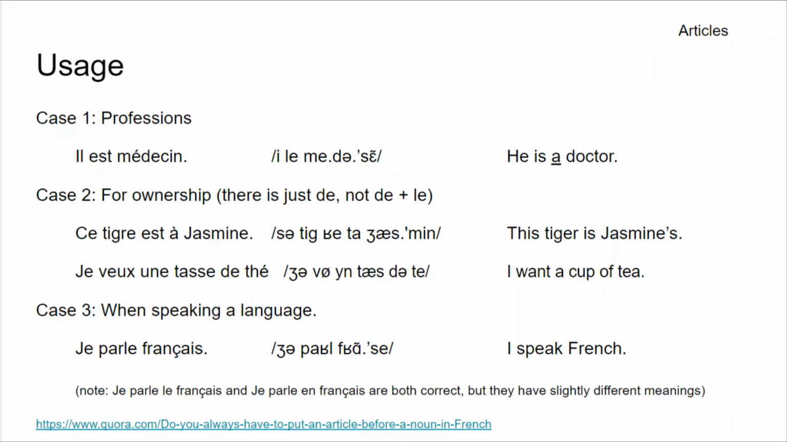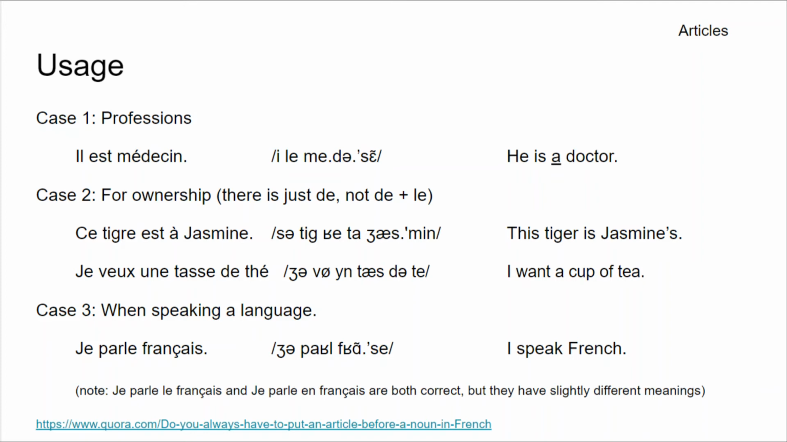There are very few cases where you won't include any determiner. These are for professions. Il est médecin. For ownership. Ce tigre est à Jasmine. Notice that it's not the Jasmine, like in certain languages. Je veux une tasse de thé. It would be de thé, not du thé.